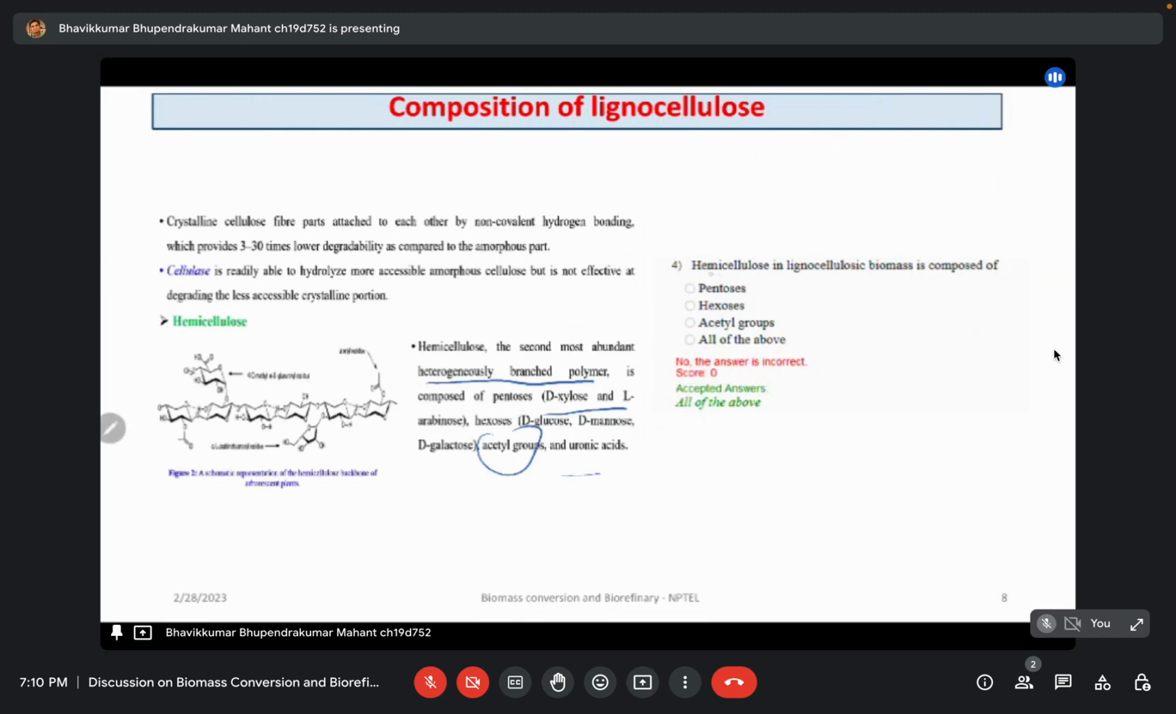The question asked was: hemicellulose in lignocellulosic biomass is composed of which of the following? The pentoses and hexoses are definitely there, and acetyl groups are there. So the answer is all of the above. Okay.